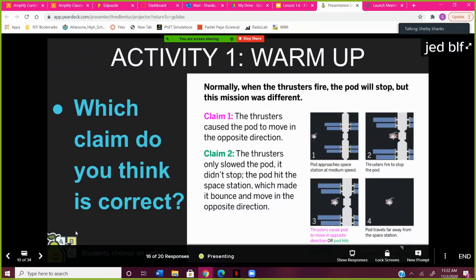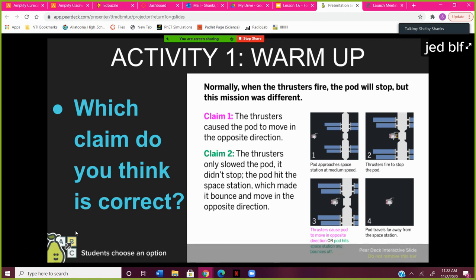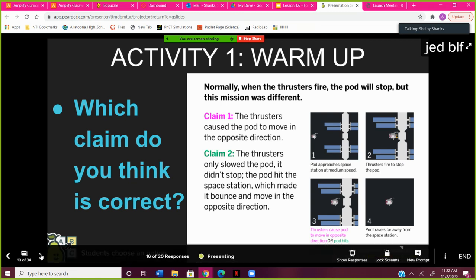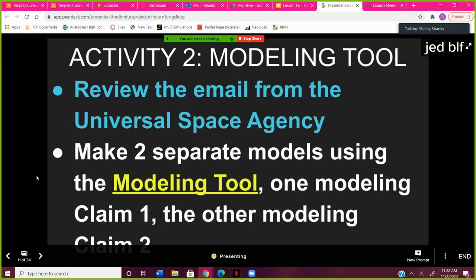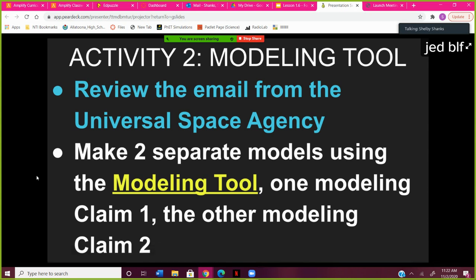All right, in the next few classes and the next few lessons, we are going to eventually choose a claim. We are not doing that today, like I said. We're going to go over both claims today and model and write about both claims. So for activity 2, we're going to use the modeling tool. If you were here on Friday, that should help you navigate through this modeling tool. It shouldn't be too tough. If not, we can go over it if you need to.